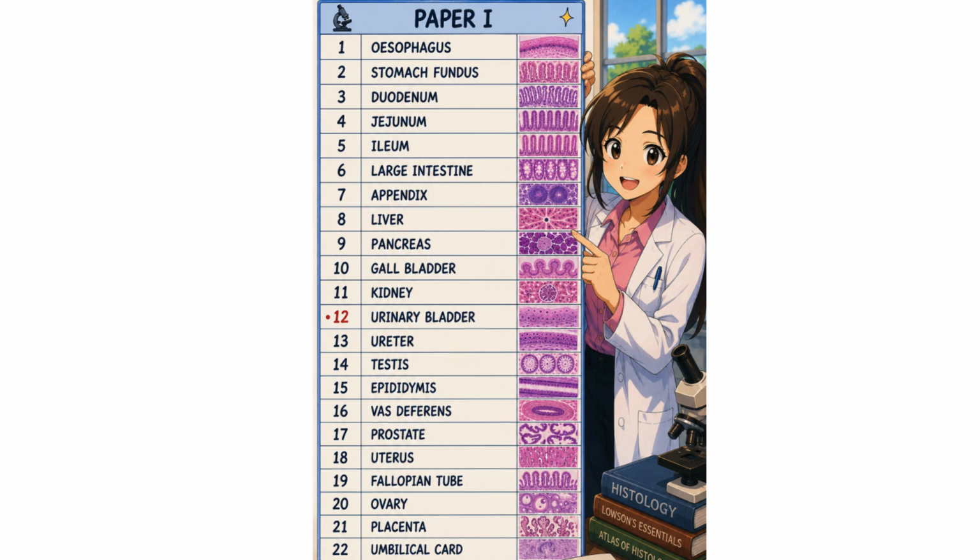For ureter, you have transitional epithelium, which is your urothelium, and thick muscularis, muscle layer, inner longitudinal, outer circular, which is opposite in the GIT, and you have star-shaped lumen. For urinary bladder, you have thick transitional epithelium, 5 to 6 layers, and you have umbrella cells on the surface.